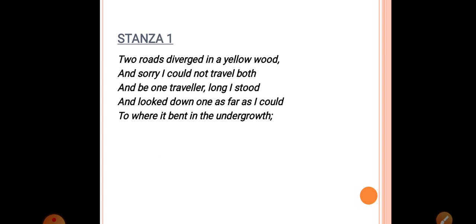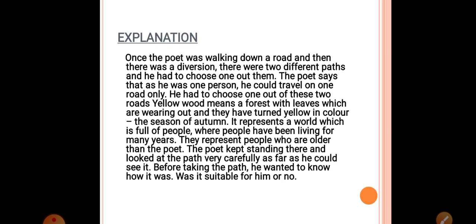Two roads diverged in a yellow wood, and sorry I could not travel both, and be one traveller, long I stood, and looked down one as far as I could, to where it bent in the undergrowth. In this paragraph, the poet has beautifully described that once he was walking down a road and then there was a diversion. There were two different paths and he had to choose one out of them. The poet says that as he was one person, he could travel on one road only.